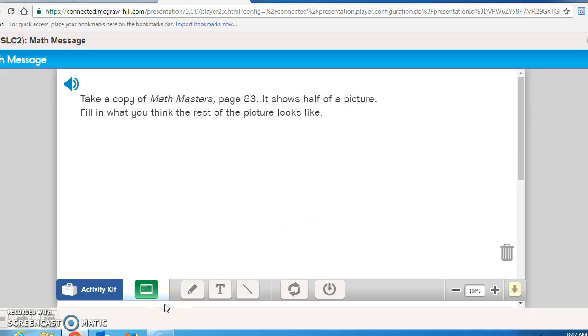You're going to need a copy of Math Masters, page 83. On it, you're going to see that it shows half of a picture. Fill in what you think the rest of the picture would look like. Pause the tape now and do that, please. All right, if you're back, hopefully you realize that the picture is that of a star. How many points does this star have? 5. Great.